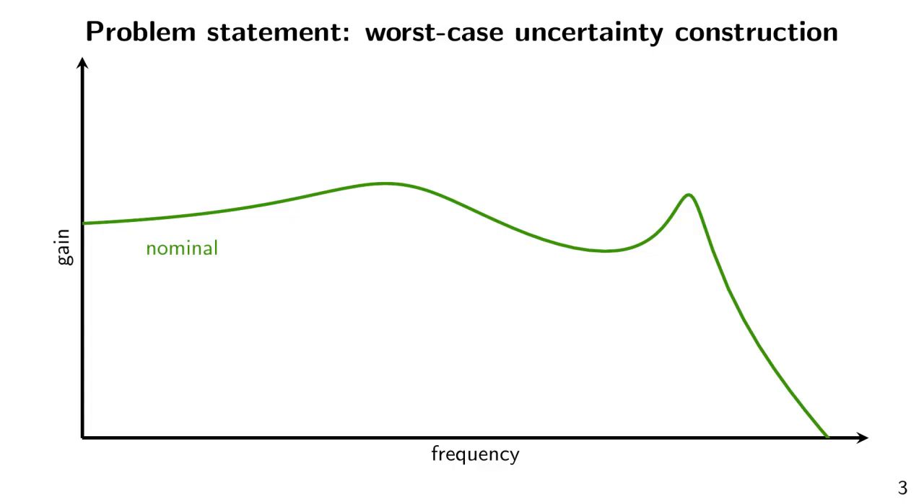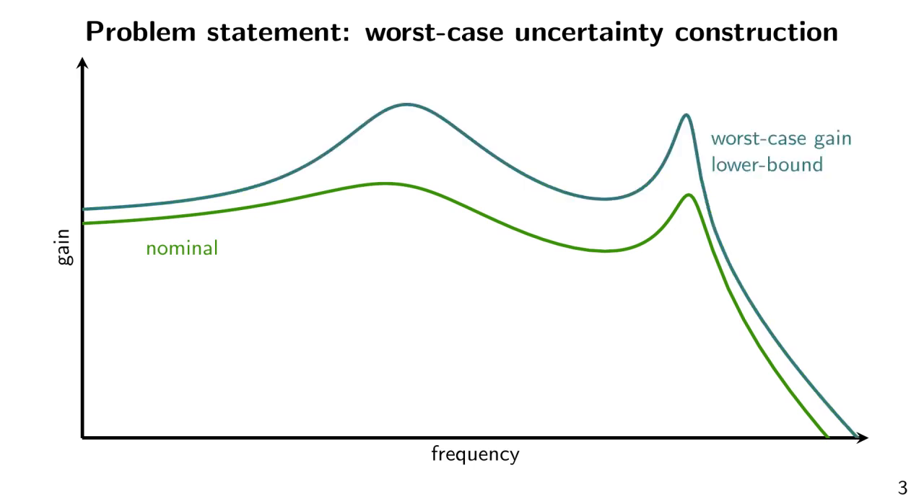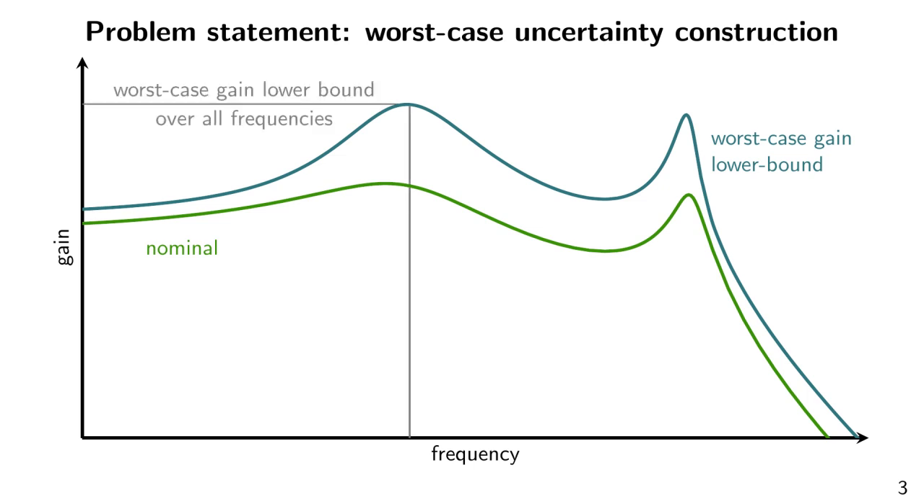This is the gain of an uncertain system as a function of frequency. The green curve you see is the gain of the nominal system. This blue curve is the worst-case gain lower bound frequency by frequency. That is, this is the maximal gain the uncertain system can attain at each frequency. The worst-case gain lower bound of the uncertain system is the maximum over all frequencies.